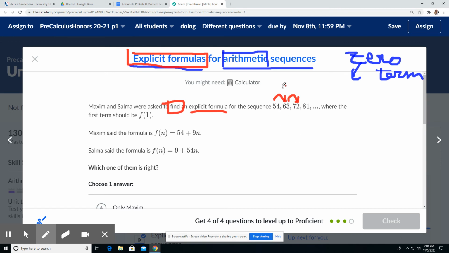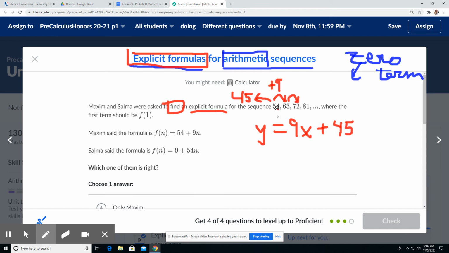So 54 to 63 looks like we're adding 9. Is that true? If I add 9 to 63, I do get 72, 81. Everything looks good here. So I need the 0 term now. The 0 term, if I subtract 9 from 54, I get 45. So there's my 0 term. There's my growth. And I just plug them in. So I would have y equals, my growth is 9, my 0 term is 45.